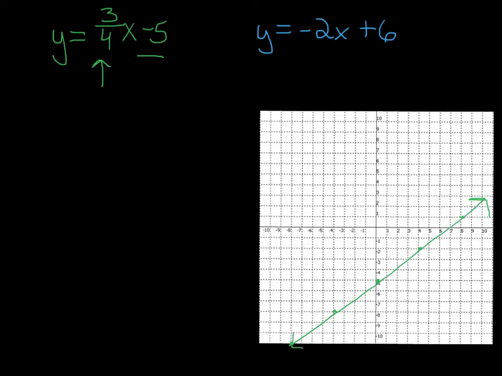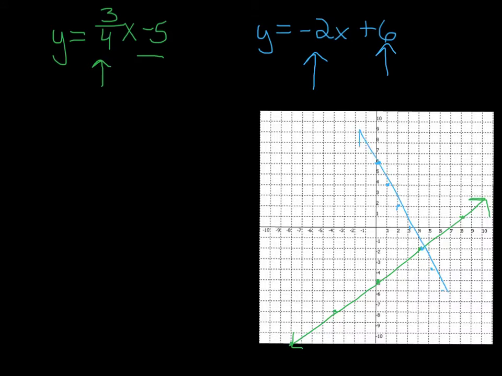Now let's graph the blue equation. It has the y-intercept positive 6, and then it has the slope negative 2. So it's going to go down 2 over 1, down 2 over 1, down 2 over 1. Looks like that's where it's going to intersect. Let's get a few more points.